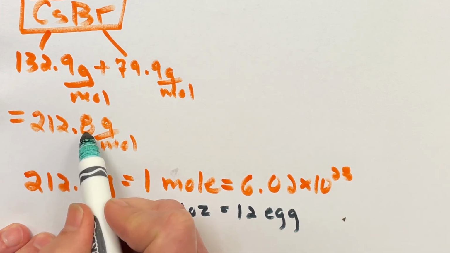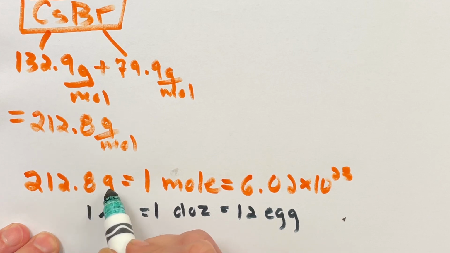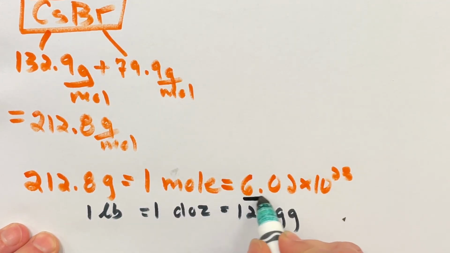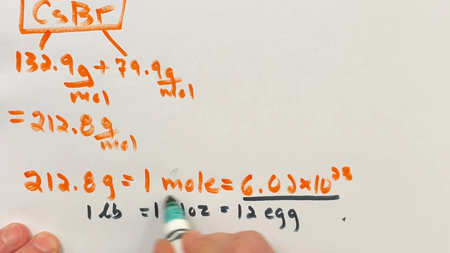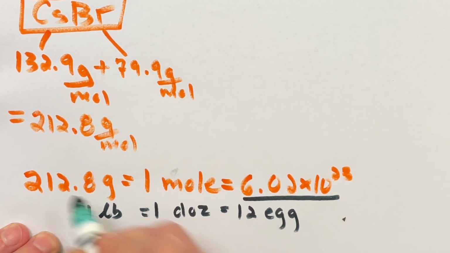This 212.8 is telling us that when you have 212.8 grams of cesium bromide, you have this many, 6.02 times 10 to the 23rd of them. That is 1 mole of them. So if you have 1 mole, you got this many, and that weighs 212.8 grams, which is going to be really helpful in stoichiometry later.